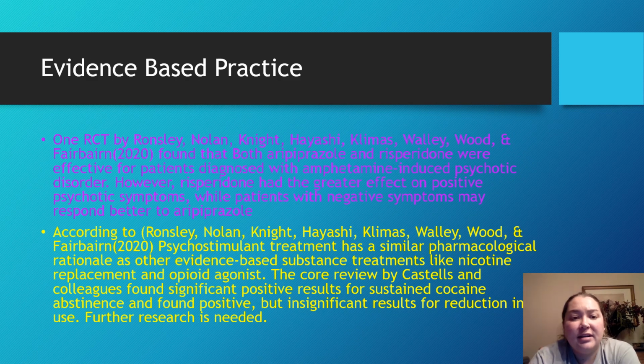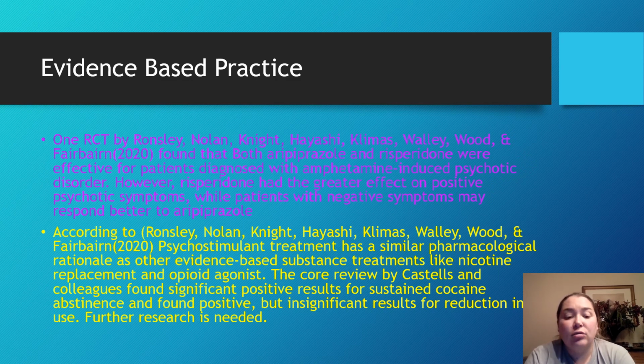So let's look at the evidence and some of the evidence-based practice. One randomized controlled treatment study in 2020 found that both Abilify and risperidone were effective for patients diagnosed with amphetamine-induced psychotic disorder. However, risperidone had a greater effect on positive psychotic symptoms, while patients with negative symptoms may respond better to Abilify. So that's one way that you can look at it. You just weigh what symptoms this patient is having more of, and this is how you would direct your treatment.